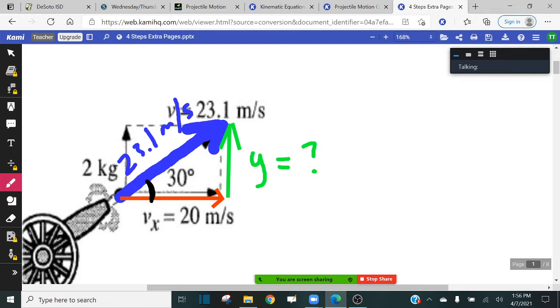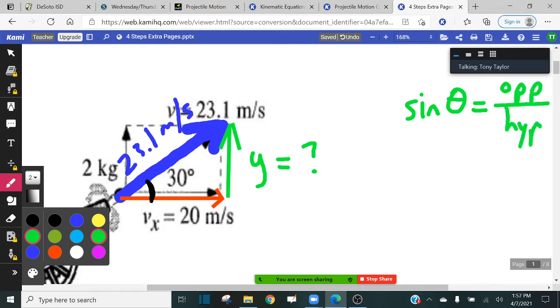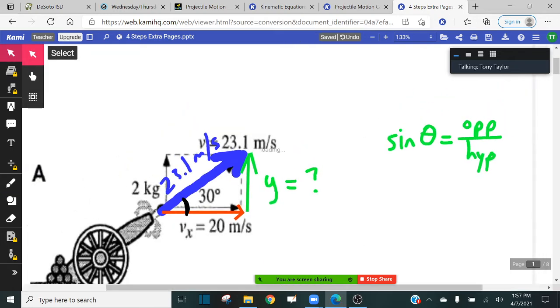We don't have to use cosine because notice they already give us the velocity in the x direction. We need to find the velocity in the y direction, which means, as Stephanie says, we need to use sine. So we need to use our sine function. Let me go ahead and write this down. Sine of theta is equal to opposite over hypotenuse. So we're using our sine function here.